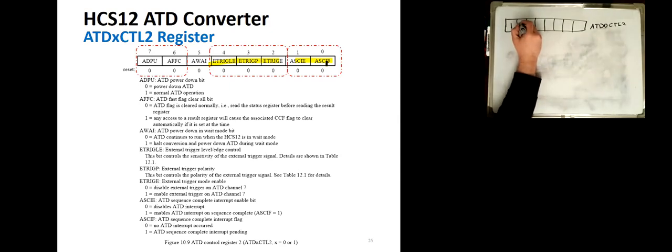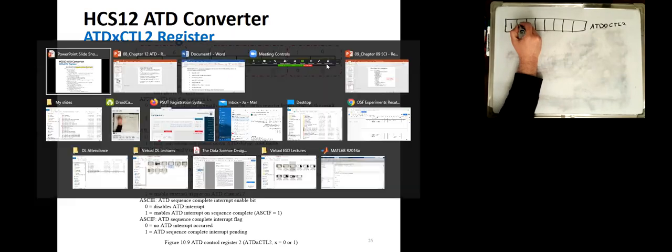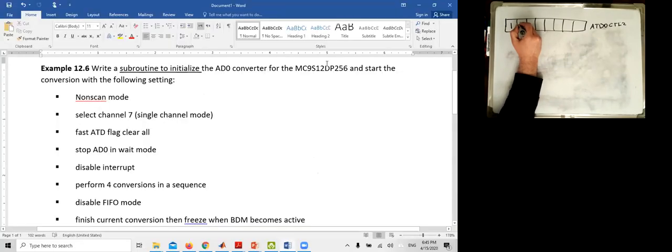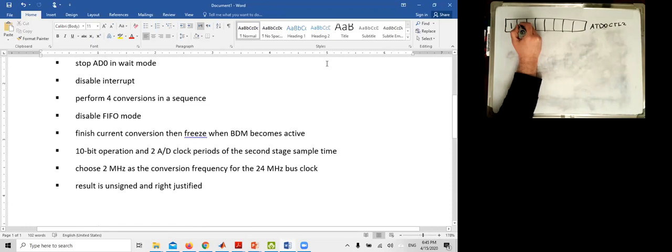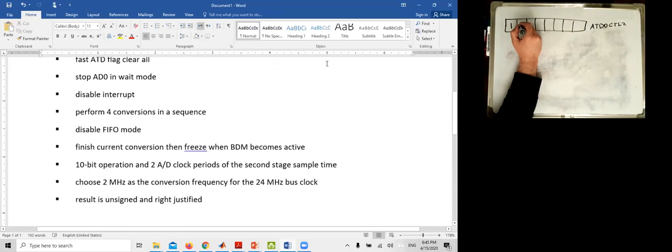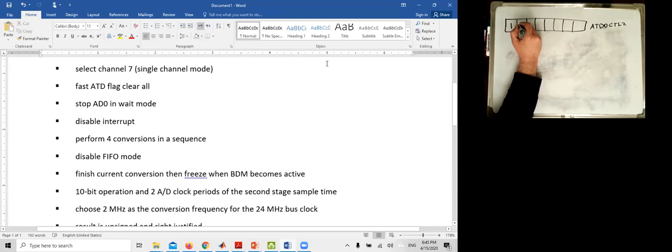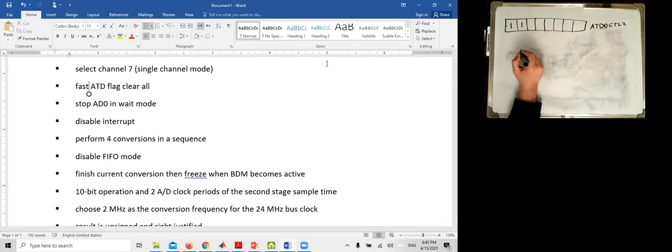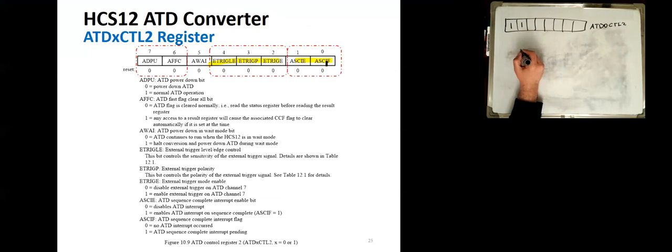This bit, the AFFC flag, is the fast clear enable flag. We have to set it to 1, because if you go back to the requirements, we need to enable the fast A to D clear flag, which is this one. So this has to be 1. Now, what else do we have?